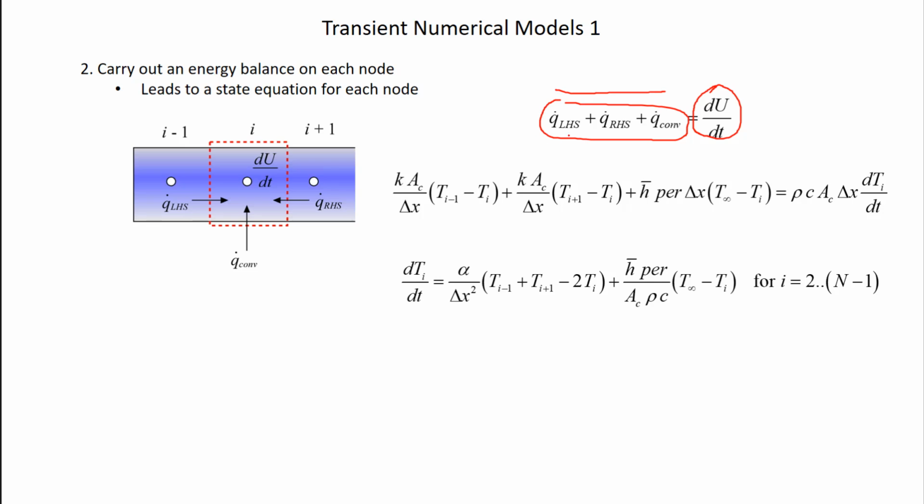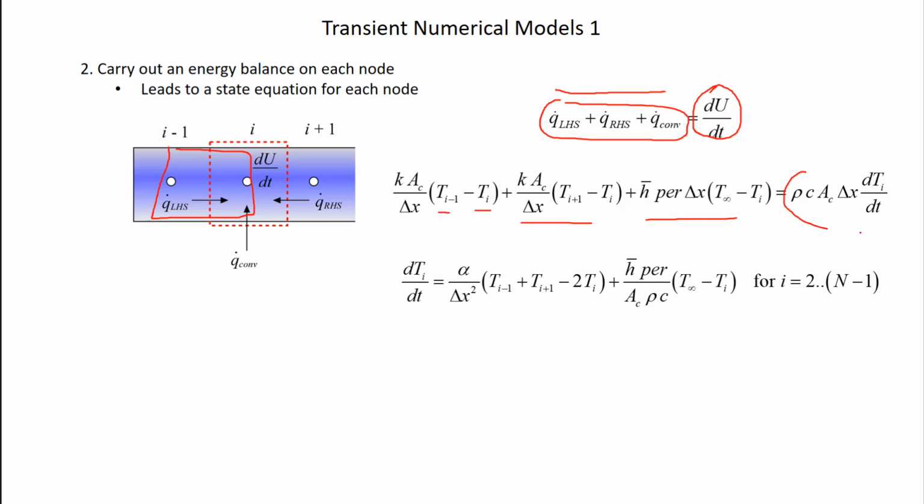So I have q dot from the left-hand side. Q dot from the left-hand side is this term right here. It's driven by T sub i minus 1 minus T sub i, and then the resistance is the resistance of this material that lies between those two nodes, so delta x over kA_c. Same thing for q dot from the right-hand side, and then this, of course, is convection.